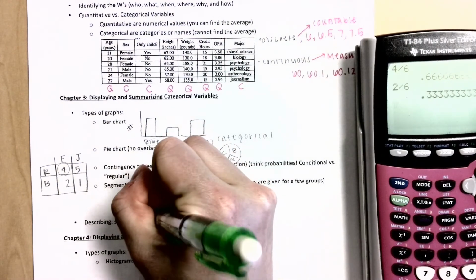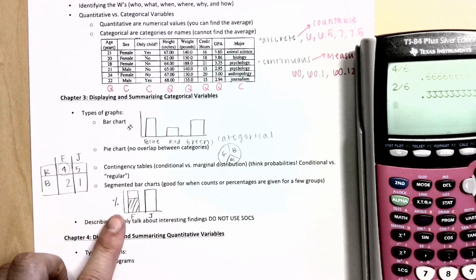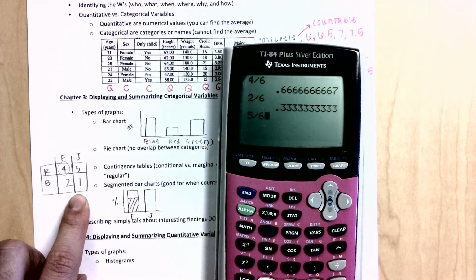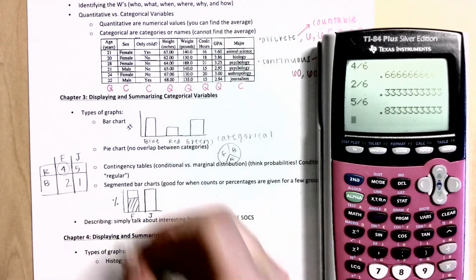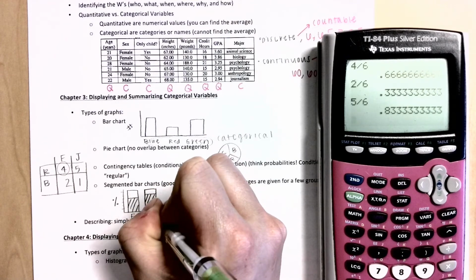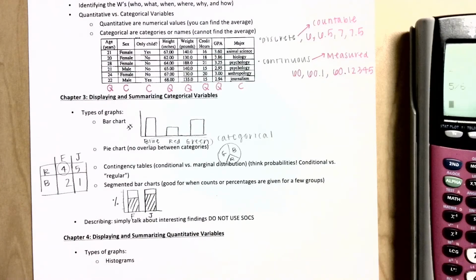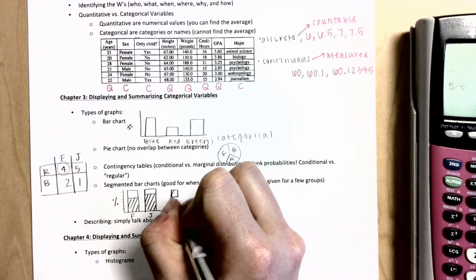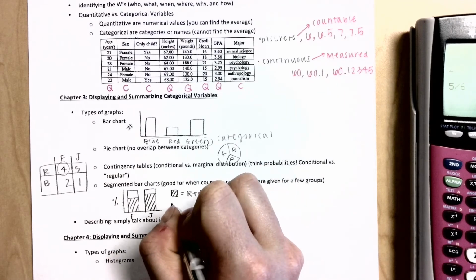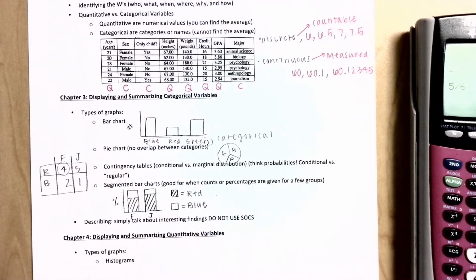I could then do the same thing here for juniors. So again, I'm going to start with the red. So that's 5 out of the total, which is 6. Gives me 83, so a little bit higher here. Remember, with those segmented bar charts, you do want to make sure that you include a key. So I would need to show that these little stripes are representing liking the color red, and blank would be liking the color blue.